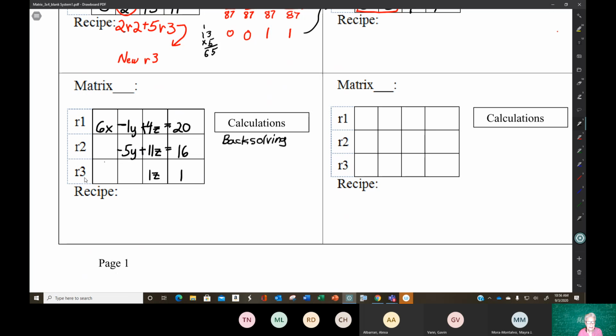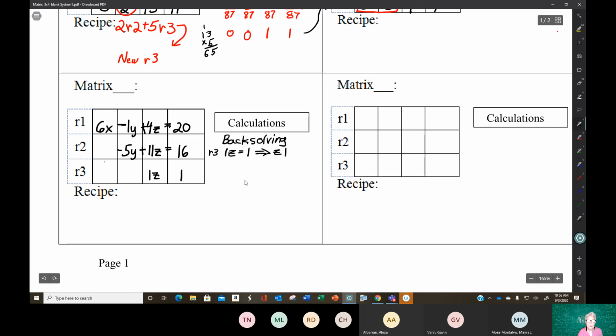The first thing I do is start with row 3. Well, it's line 3 now, but whatever. We've got 1z equals 1, which means z equals 1.